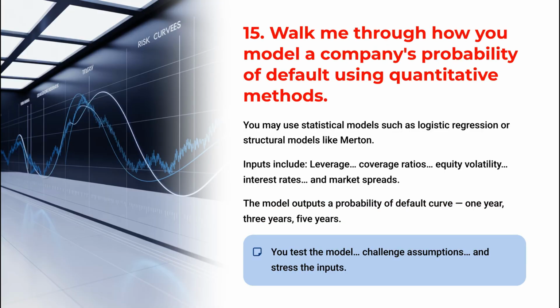Walk me through how you model a company's probability of default using quantitative methods. You may use statistical models such as logistic regression or structural models like Merton. Inputs include leverage, coverage ratios, equity volatility, interest rates, and market spreads. The model outputs a probability of default curve: 1 year, 3 years, 5 years. You test the model, challenge assumptions, and stress the inputs.